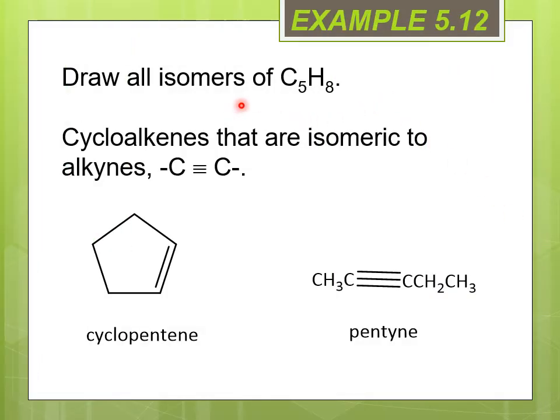Next, we want to draw all the isomers of C5H8. These cycloalkenes, cyclopentene, are isomeric to alkynes. So the functional group isomerism for a cycloalkene is an alkyne. Therefore, we draw cyclopentene together with pentyne.